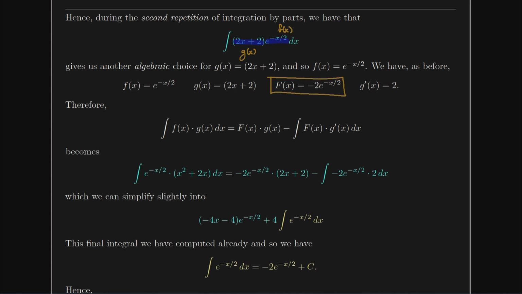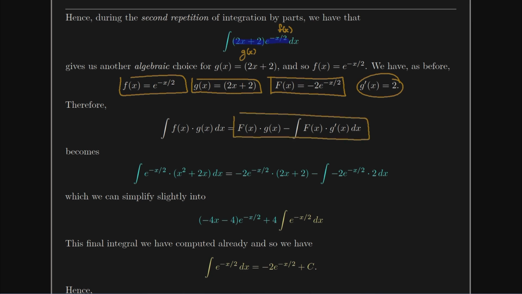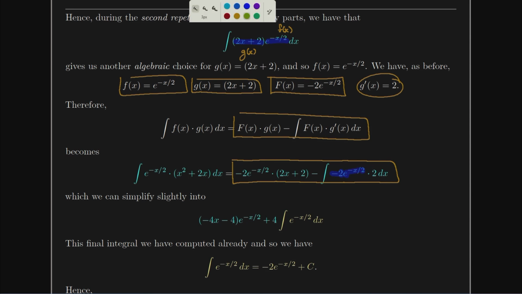In this case, lowercase g prime, I take a derivative of 2x plus 2, I just get 2, thankfully. So I define f, I define g, I compute capital F, and I compute g prime, and I plug all 4 of them into the integration by parts formula. What do I end up with? I end up with negative 2 e to the negative x over 2 times 2x plus 2 minus the integral of capital F, what I've just highlighted, and then we're left over with g prime.